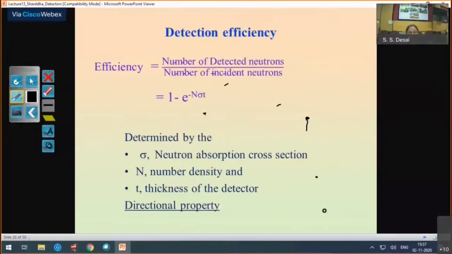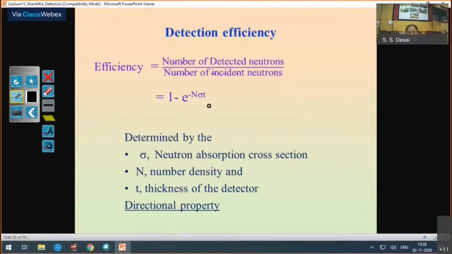Okay, the other important property of the detector is detection efficiency. This is again a ratio of the number of detected neutrons to the total number of incident neutrons on the detector. And again you can see there is no volume coming into this picture. It is 1 minus e raised to minus nσt.